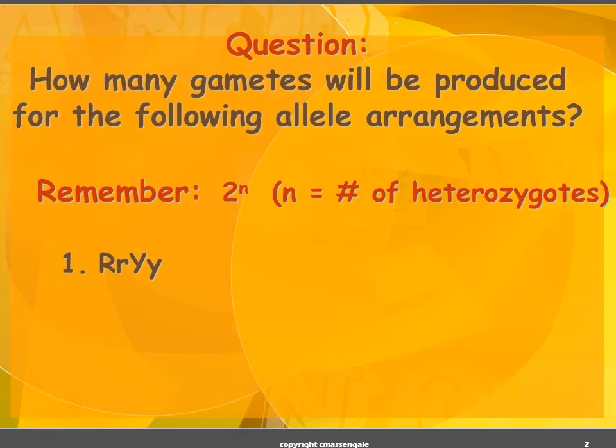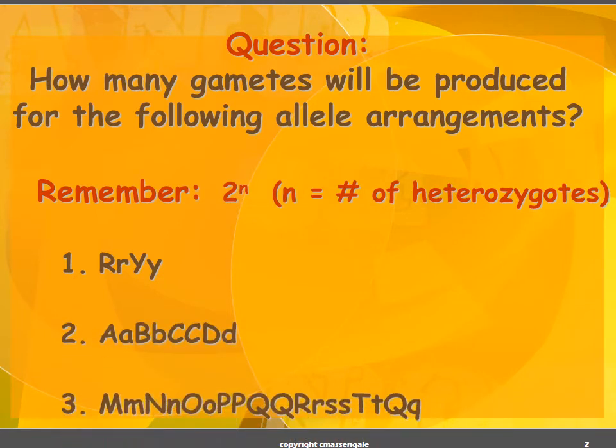How many gametes will be produced with this allele arrangement? This one, and this one.